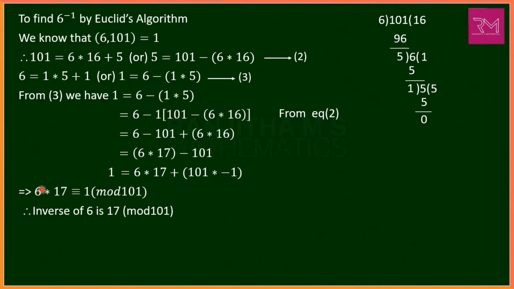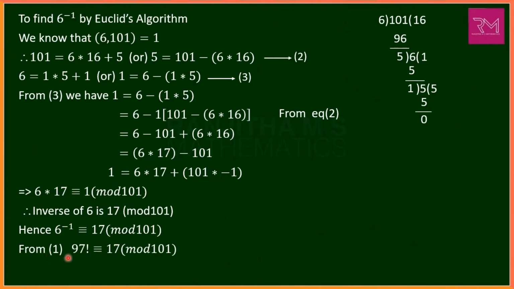Here if we take this 6 to the right hand side, that becomes 17 is congruent to 6 inverse under modulo m. That implies the inverse of 6 is 17 under modulo 101. Here this is a way to find the inverse value for any number under the congruency. Therefore, we can conclude that 6 inverse is congruent to 17 under modulo 101.